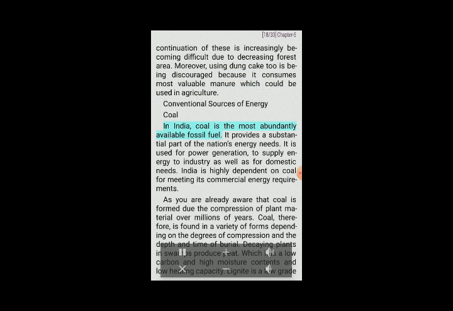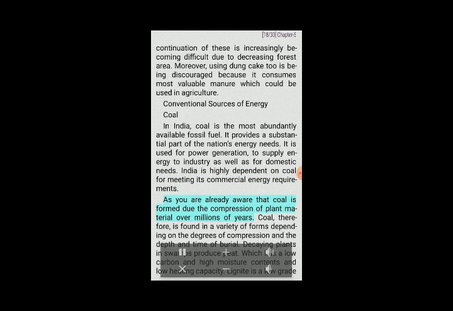Conventional sources of energy. Coal. In India, coal is the most abundantly available fossil fuel. It provides a substantial part of the nation's energy needs. It is used for power generation, to supply energy to industry as well as for domestic needs. India is highly dependent on coal for meeting its commercial energy requirements.